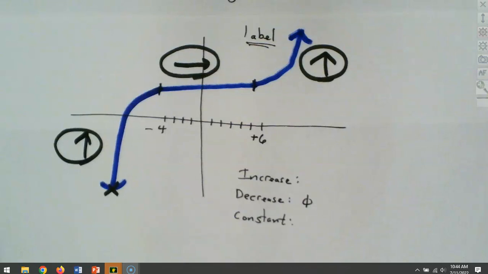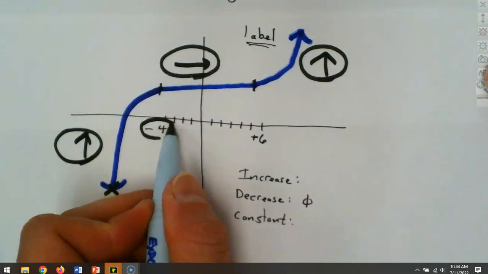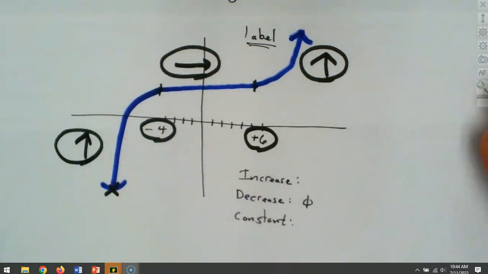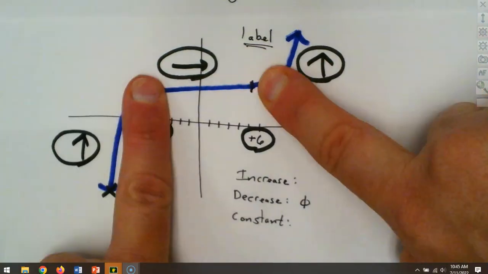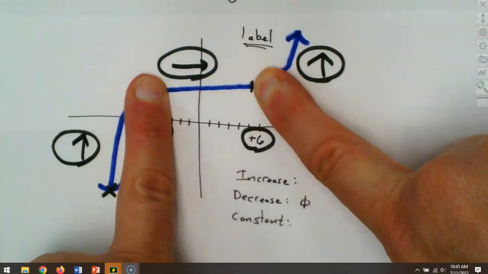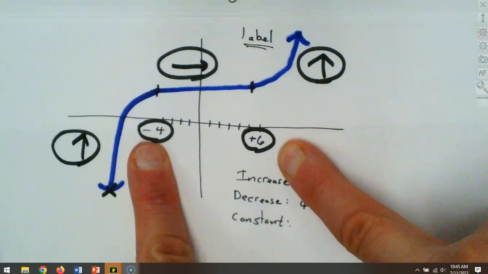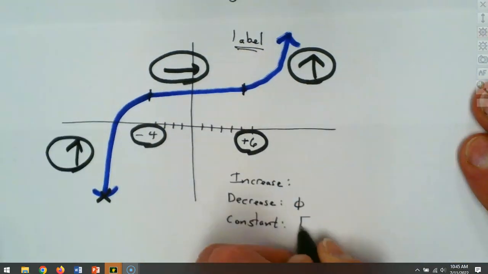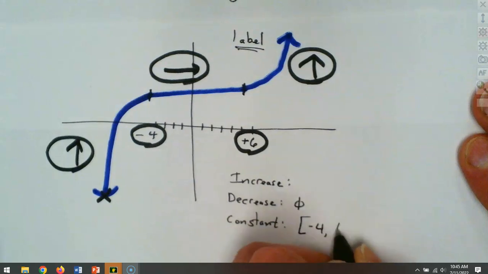Now we have to label on the x-axis, not the y-axis. And let's do where it's constant. Where is it constant from? On the x-axis, it's constant in this interval here, isn't it? Right? And on the x-axis, what would that be? -4 to 6. So it's going to be constant from -4 to +6.